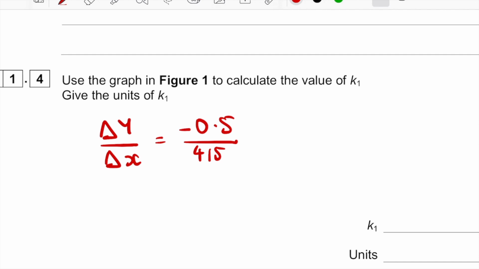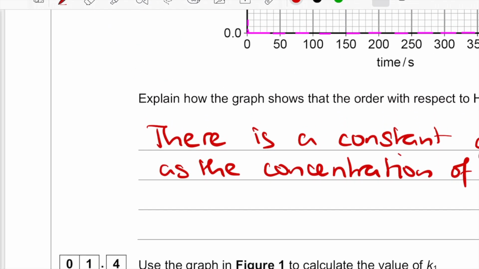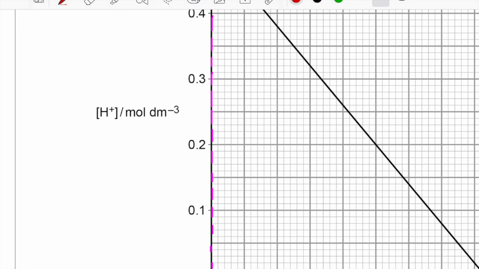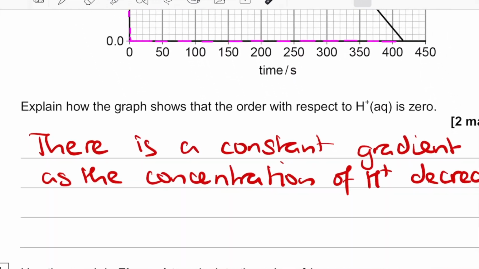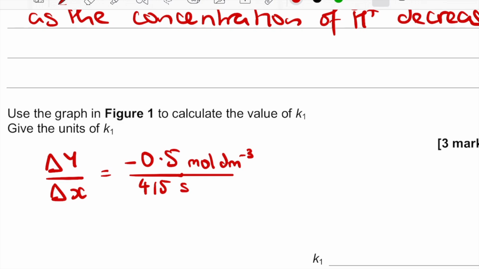Okay. And then I know that because I can do the units as part of this. So the concentration is moles per decimeter cubed, because that's the unit of the concentration. It's labeled on the graph. So do bear in mind that they quite often give you the information that you need. I'm dividing it by the change in x, which is in seconds, so time.